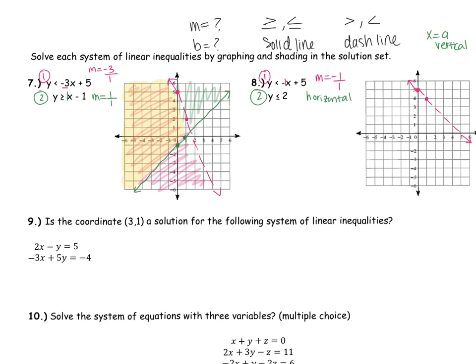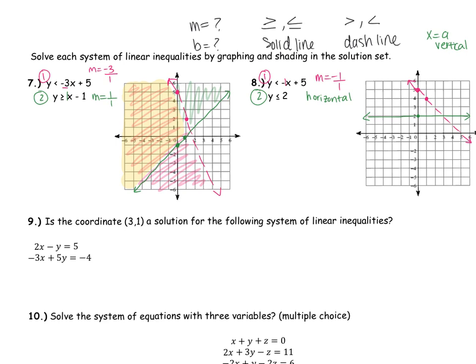So if we have a horizontal line at y equals 2, I do need a solid line because there is an equal sign here for this inequality. So I'm going to draw a solid line. And I'm about to do my shading here.